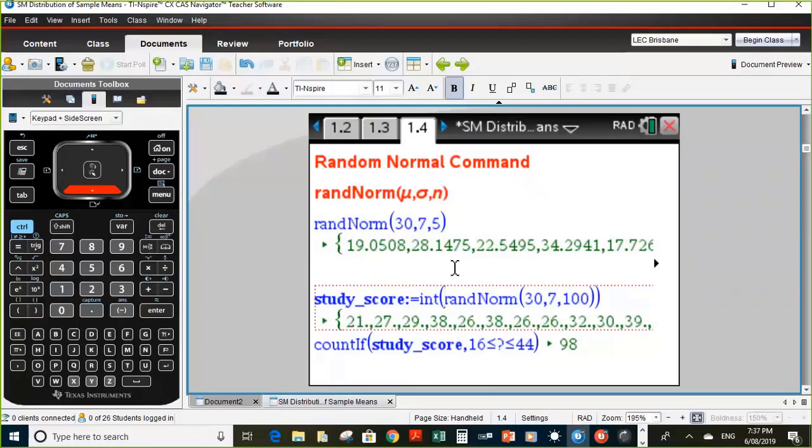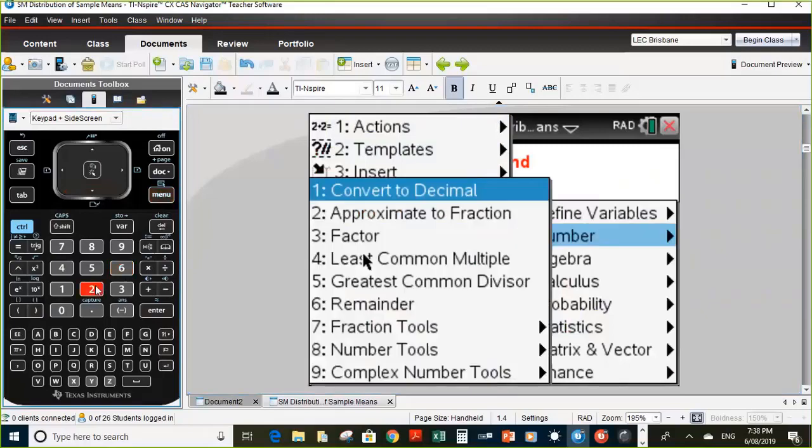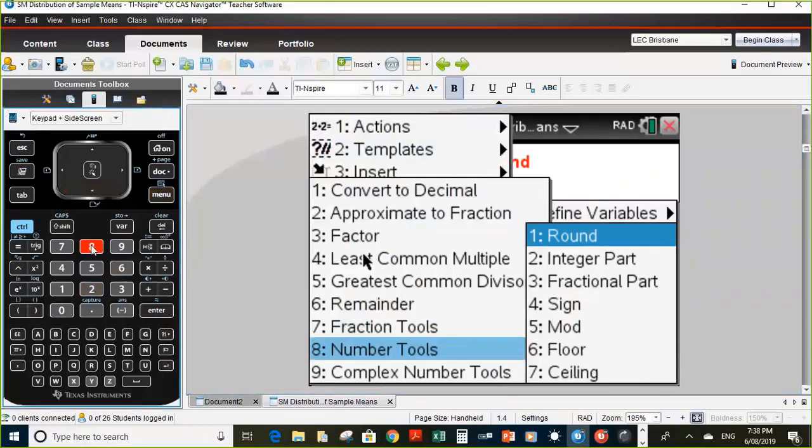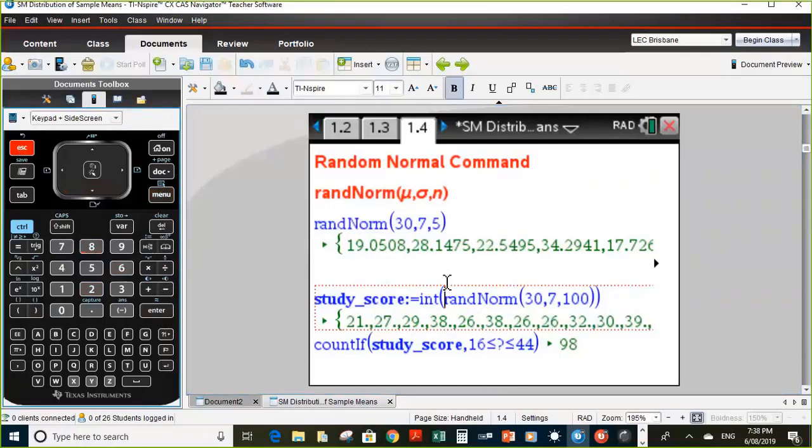So it's just taking the random number, and let's just deal with the integer part of the number and not worry about the decimal equivalent. Integer is found by pressing menu, 6 for calculations, 2 for number, 8 for number tools, and then number 2 for integer part. So that's how you would find INT. Of course, the quickest way is just to type in INT. So we've got the integer part of rand norm 37,100.